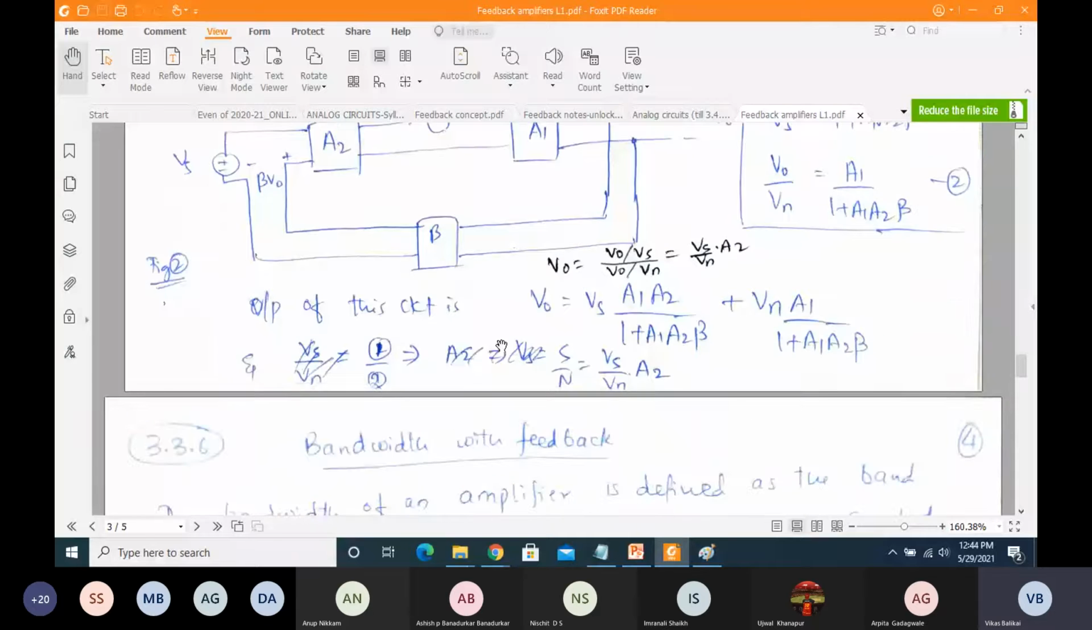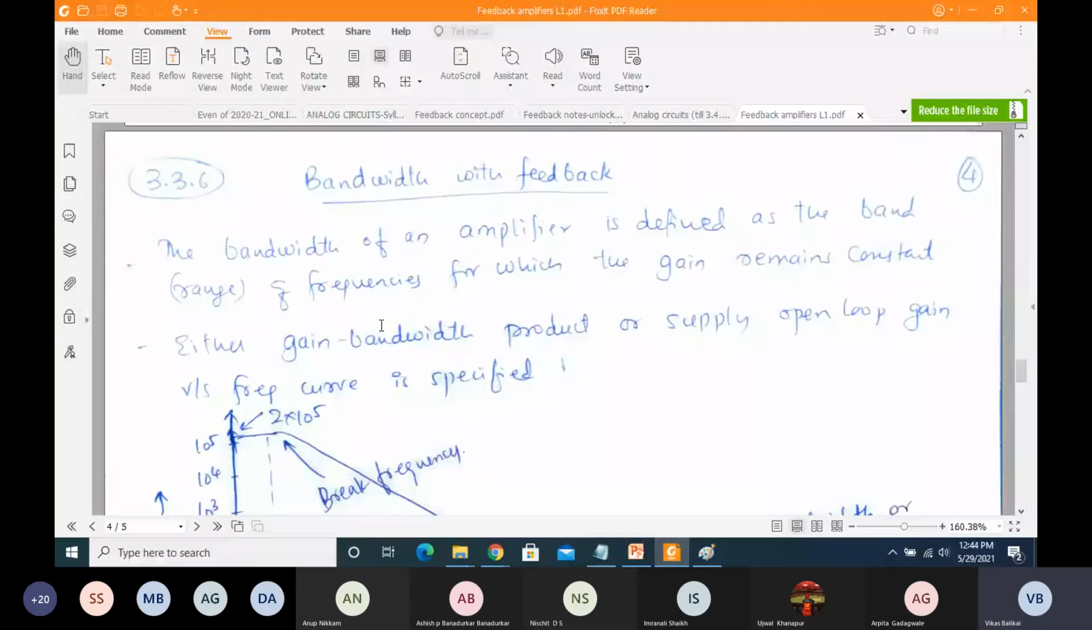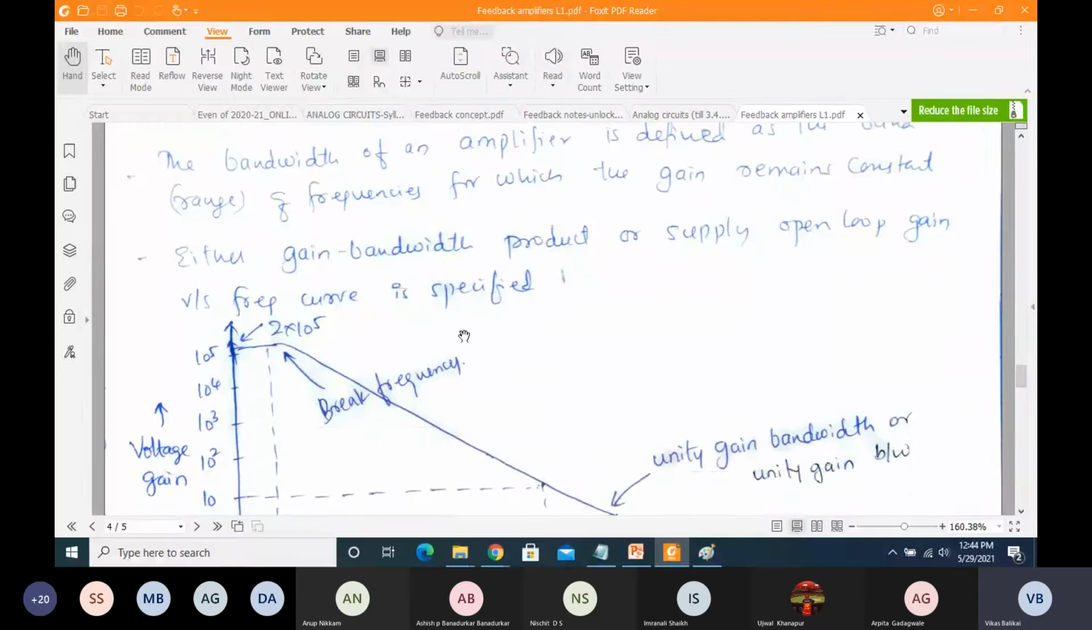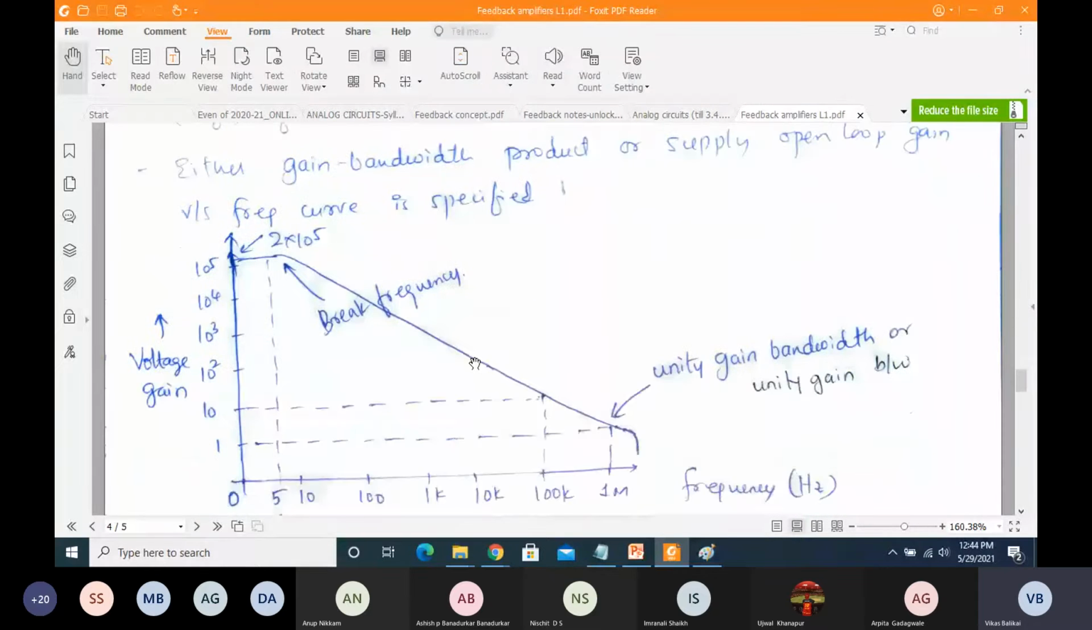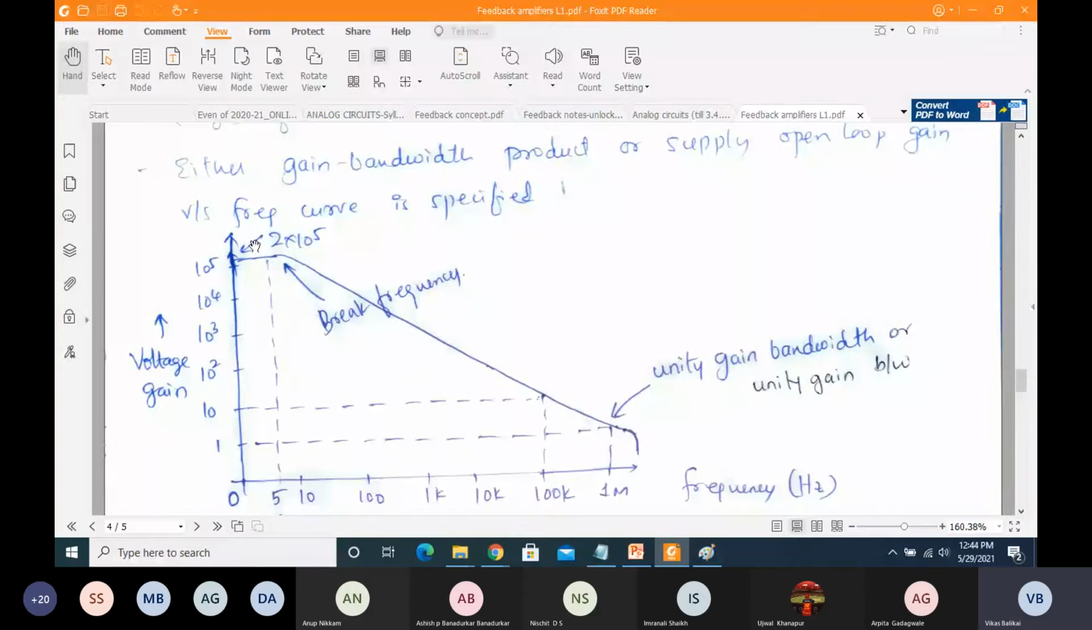Now bandwidth extension. I think we have learned about the bandwidth with feedback. The same concept I'm going to replicate over here. As we have already seen, the bandwidth of an amplifier is the range of frequency for which the gain remains constant. We have seen that at one particular break frequency the gain starts to dip, and the frequency at which the gain is 1 is my unity gain bandwidth.